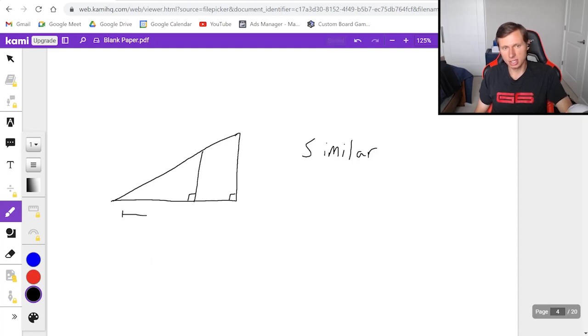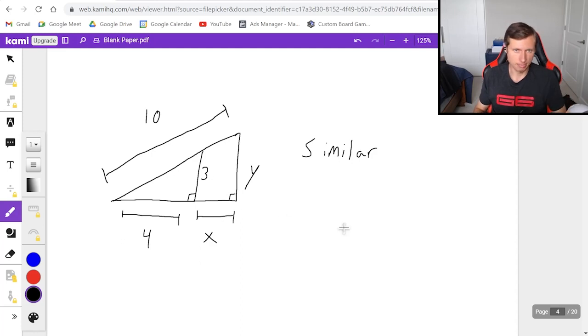Let's call this distance from here to here 4. Let's call this distance from here to here x. Let's call this height here y. And then I'm going to say the entire thing is 10. And let's say this side is 3. So this looks like a pretty challenging problem, because it is. But the good news is, once we know the steps, it's actually not that bad.